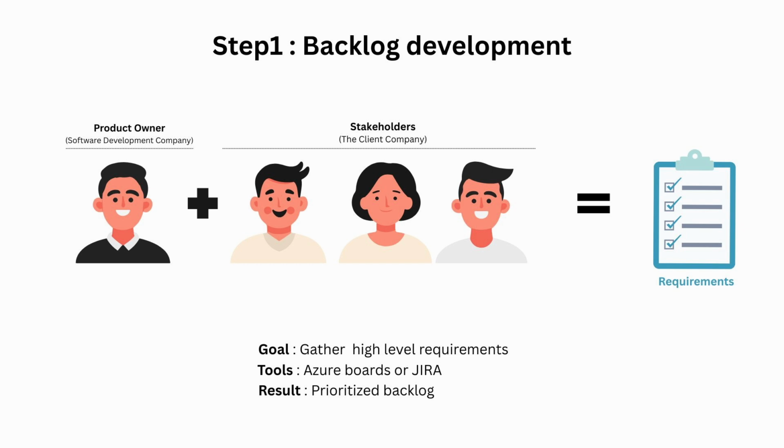From there, the vision is broken down into user stories, small and clear pieces of work that the team can act on. Each story reflects the customer's needs and helps the builders know exactly what to create. Step by step, these stories are refined and ordered until they form a prioritized product backlog, the single source of truth that guides the team forward.